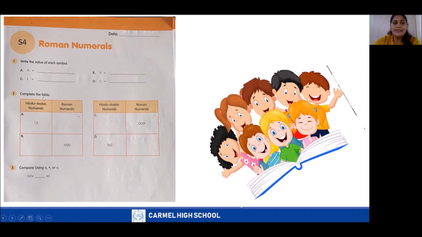Second, complete the table. There are two columns. One is in Hindu-Arabic and the other one is in Roman. Accordingly, complete the table. And the third question, compare using greater than, equals and less than. Yes, compare both the numbers and then insert the symbol.